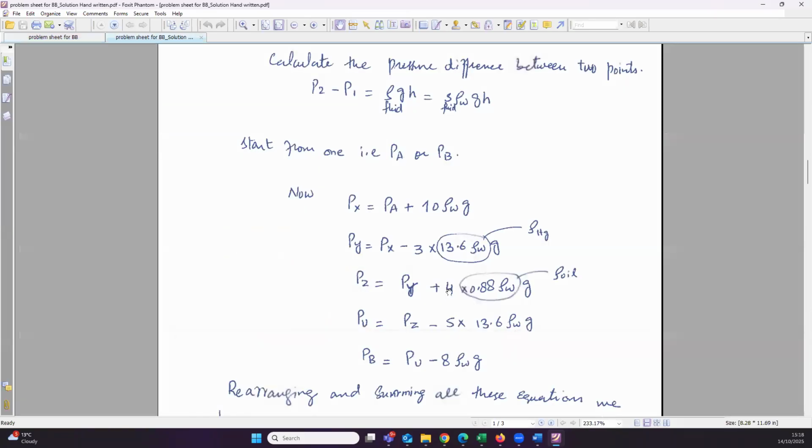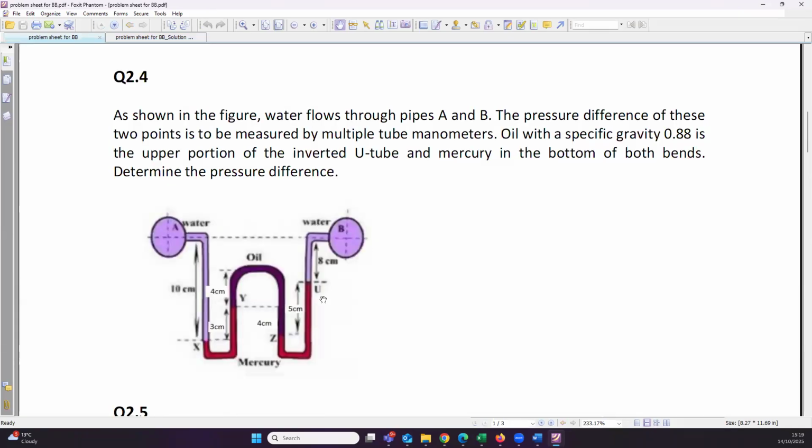Okay. And if you go here, you see exactly the same, PY plus 4, or you can just call it rho GH and then put in the values. So H is 4 centimeter, that will be 0.04 meter, times rho of oil, because we know the specific gravity, so you can calculate it by multiplying it with water, times G. Okay. So similarly, you go from Z, now you go to this point. The pressure at this point in the last leg will be PZ, because it's in the same plane, connected by the same fluid.